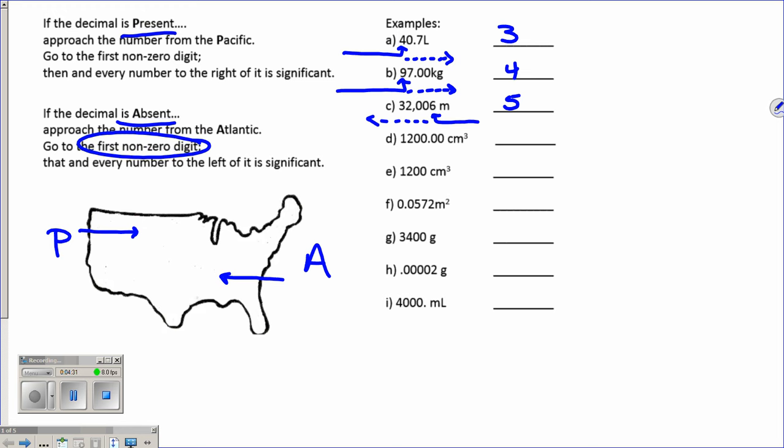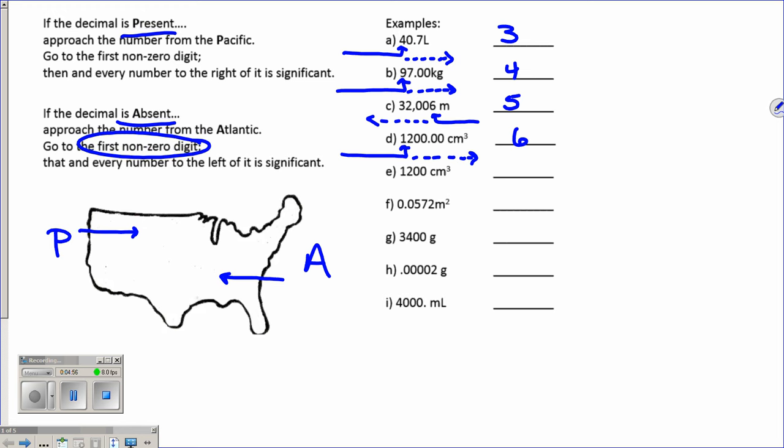Letter D, we have some trailing zeros. And remember that trailing zeros are sometimes significant. So we have a decimal present. So we're going to come from the Pacific, start counting with the 1. That's the first non-zero digit. And then we're going to proceed to the right and count all of those digits as significant. So we have 6 significant figures in this number.